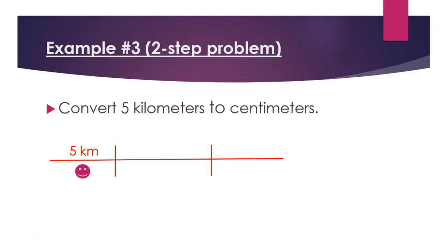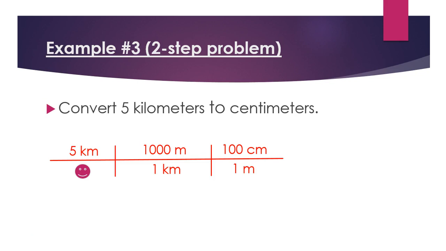Now's where you have to know those metric conversion factors. They're not going to be given to you like on the previous problem. You just have to know them. So I know that in 1 kilometer, there are 1,000 meters. And I know that for every 1 meter, there are 100 centimeters.